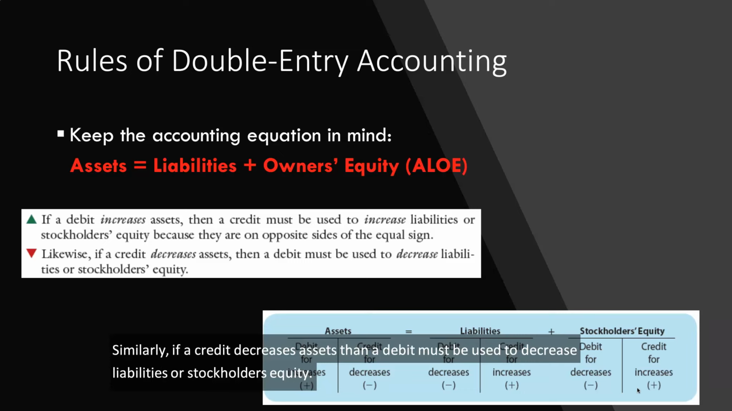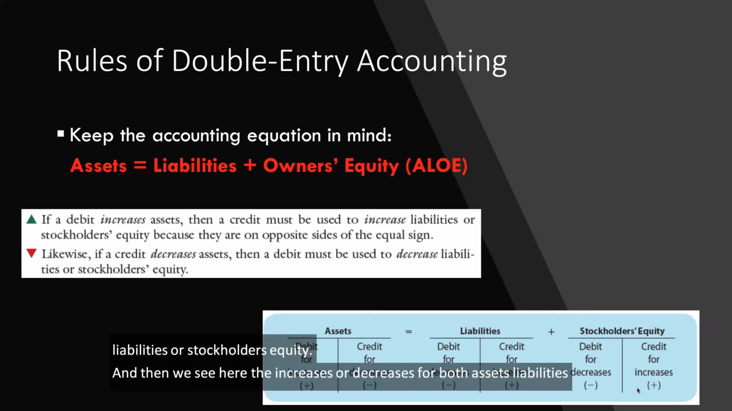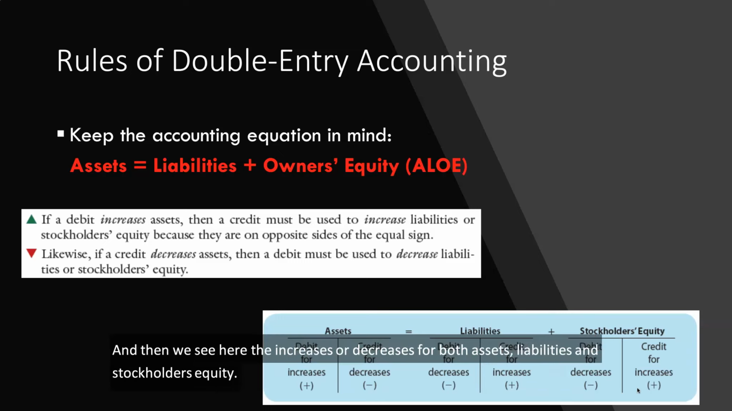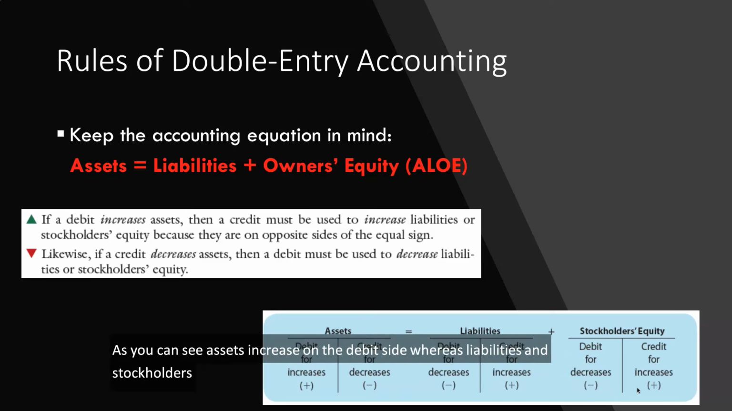And then we see here the increases or decreases for assets, liabilities, and stockholders' equity. As you can see, assets increase on the debit side, whereas liabilities and stockholders' equity increase on the credit side.